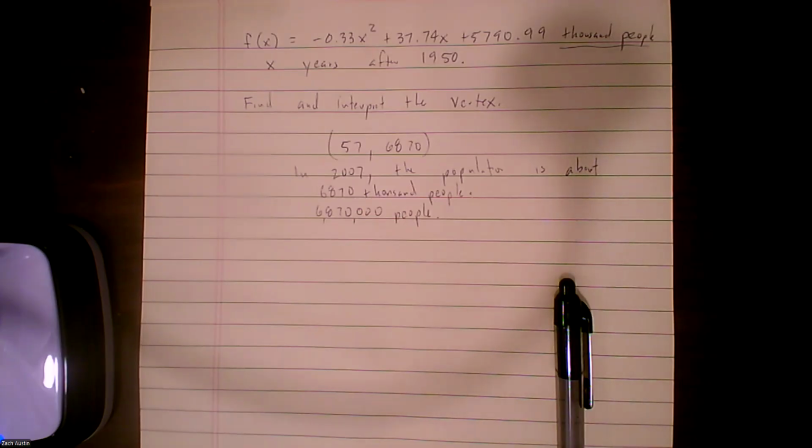Okay. Another thing that you want to make sure you're paying attention to here is what we're finding is the maximum population, right? So you could say the maximum population of the town is 6,870,000 people, and it reaches that in 2007. That would be a fine interpretation as well. But this is the most people that will ever be in this town according to this model.